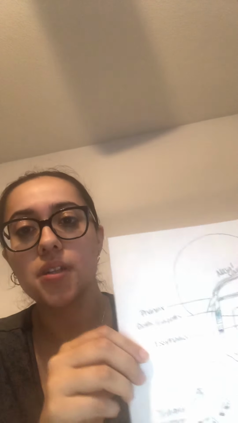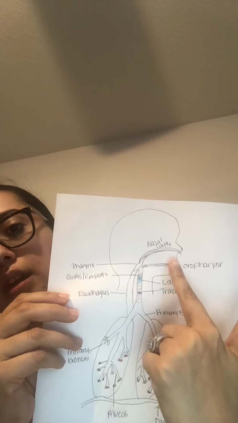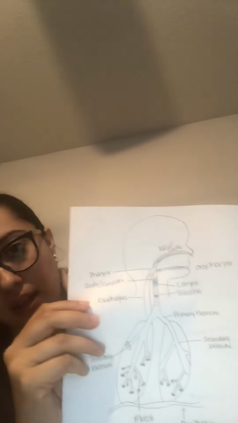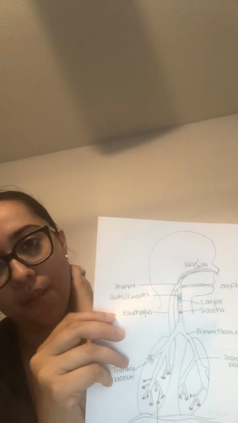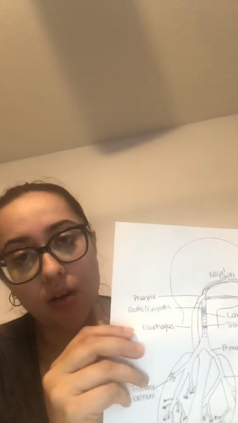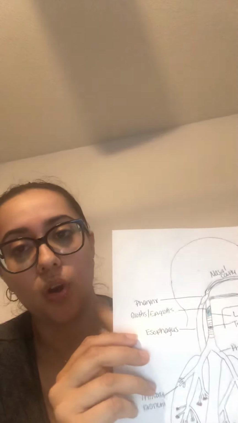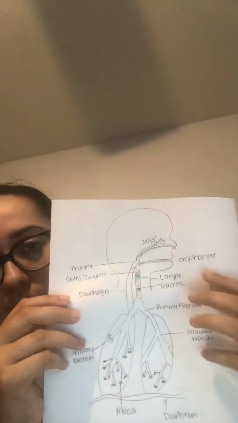So for the respiratory system, I will start off by naming the nasal cavity. In the nasal cavity, we have hair in our nostrils, and we also have a mucous membrane. The hair will also help trap any particles that go into our system.